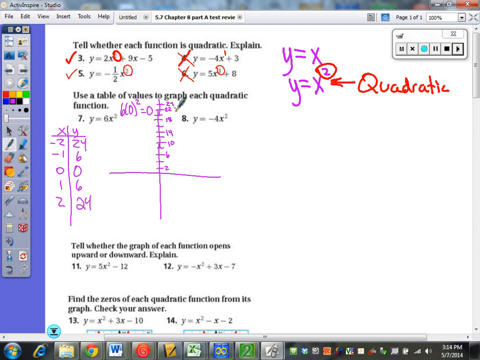Okay, so now we're going to plot our points. Again, I can leave my x-axis by 1s. And so we have -2, and we have 24. We have a point right here. Let's get this out of the way so our graph's a little bit clearer. So we have -2, positive 24. We have -1, positive 6. We have 0, 0. And then again, I'm going back 1 and 6, and 2 and 24. And now I have plotted that parabola. Okay? So we would do the same thing with this function right here. Only note that this one is going to open down because it has a negative sign for the leading coefficient. Okay?